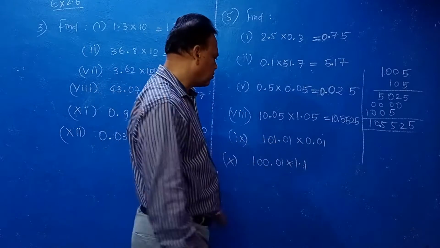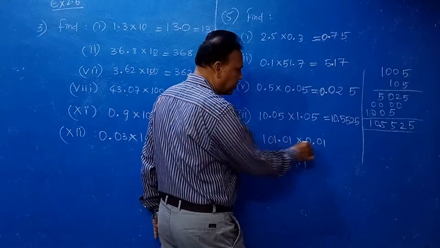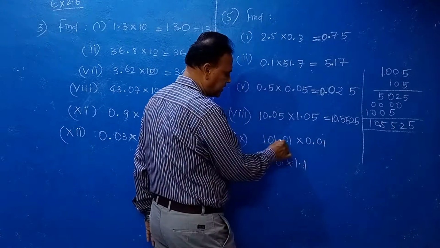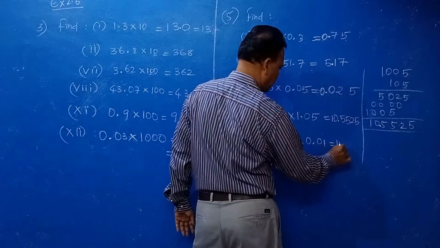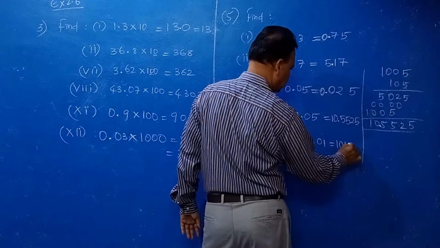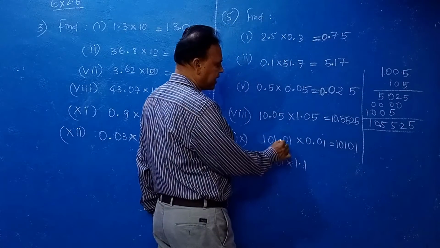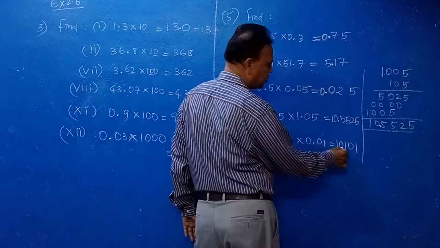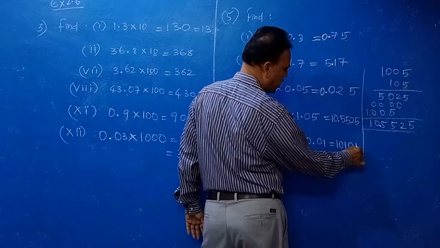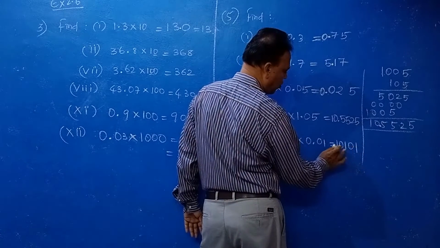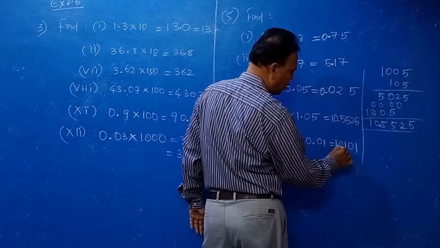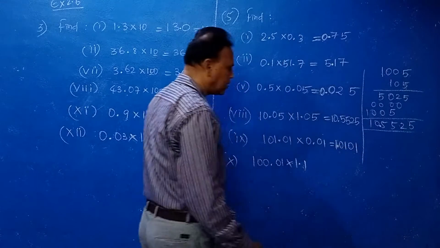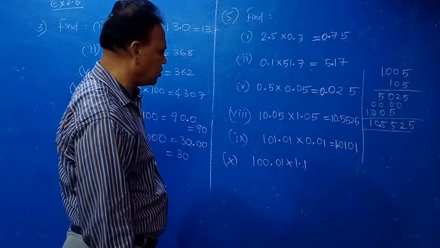This also, you see: this number into 1 means you get the same number. Same number you write, 10101. After the decimal, two digits here, two digits here, total four digits you have to leave. 1, 2, 3, 4 digits. So 1.0101.